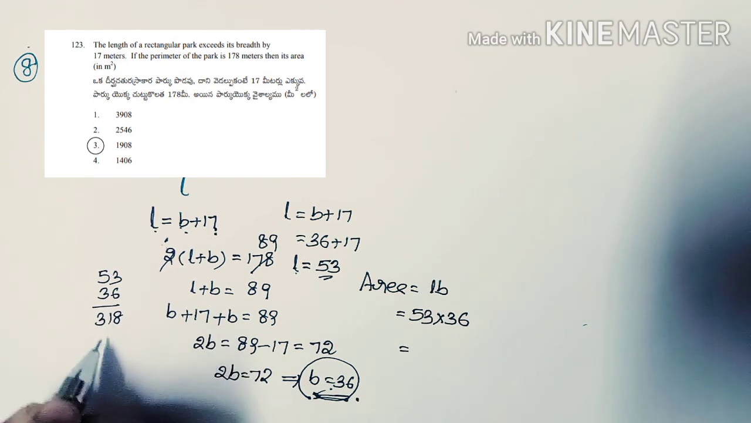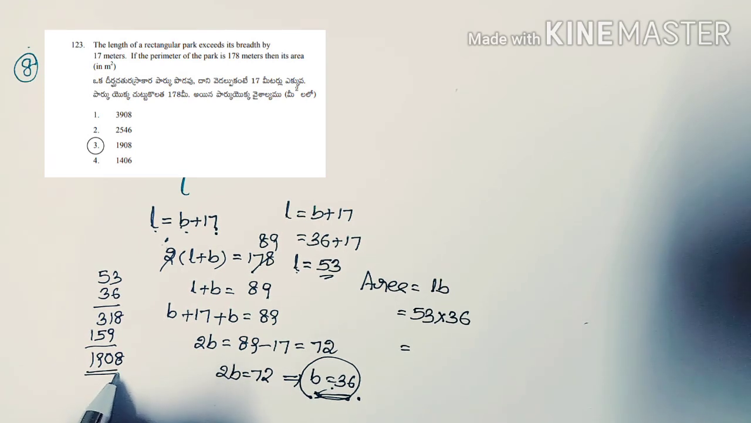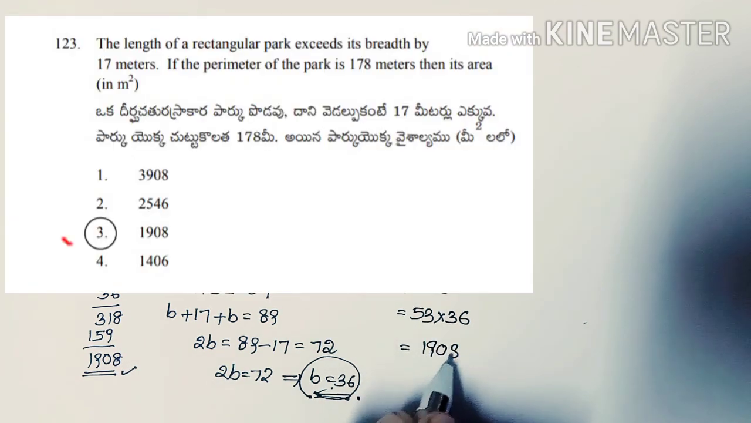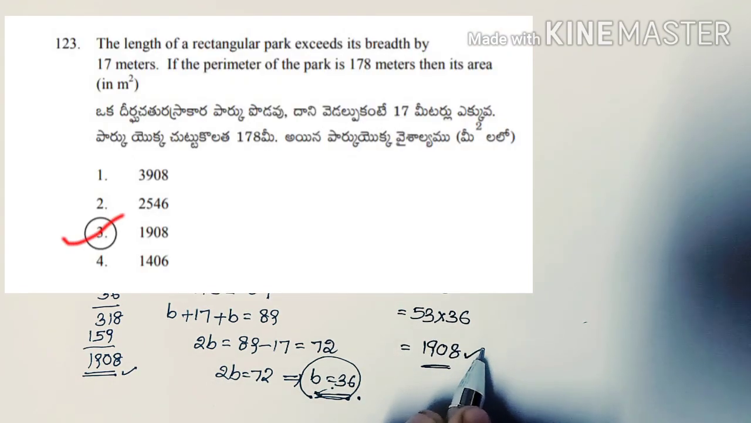18, 31, 9, 50 is equal to 0, 9, 1908. So the answer is equal to 1908. That is the third option.